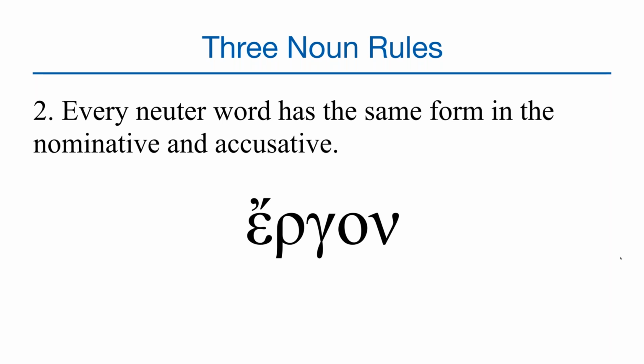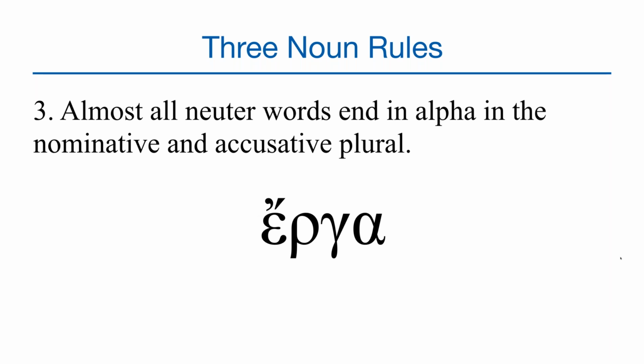Okay. Rule 3. Almost all neuter words end in alpha in the nominative and accusative plural. Very, very few exceptions to that. So this is kind of foreshadowing. In the third declension, the endings are also alpha for the accusative and the nominative for neuter words.